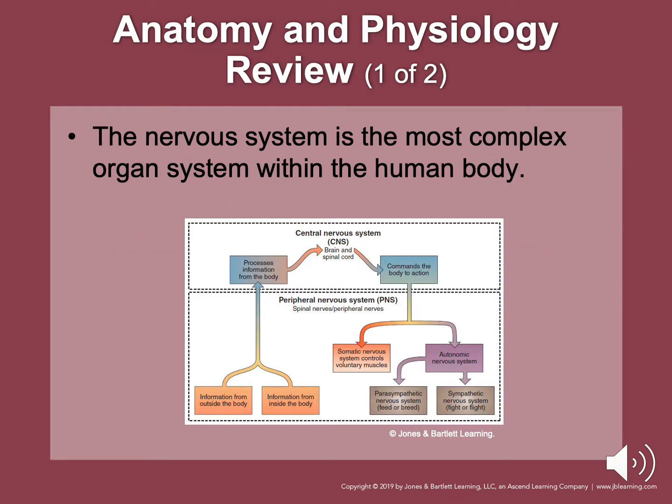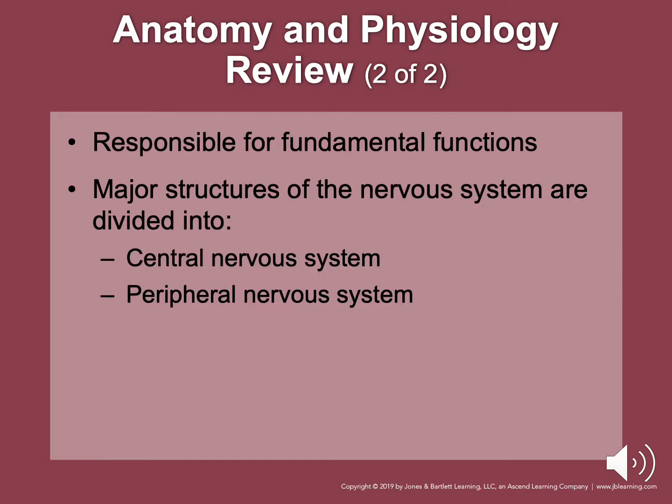All right, the nervous system is the most complex organ system within the body. It consists of the brain and spinal cord, and the nerves themselves also. This graph kind of reminds you of the central nervous system going down into the peripheral nervous system, and how it's a continuous circle, it seems like all the time. Responsible for fundamental functions, it controls breathing, heart rate, blood pressure, and temperature. Also responsible for higher level activities such as memory, understanding, communication, and thought.